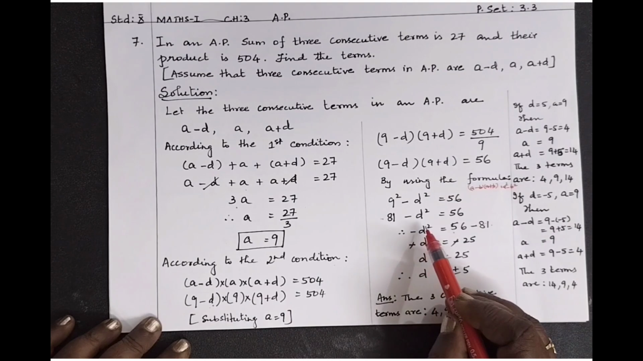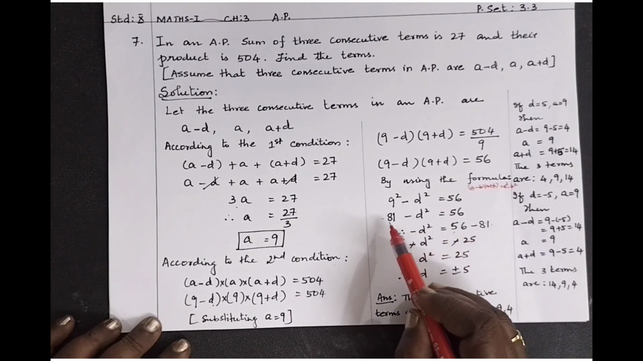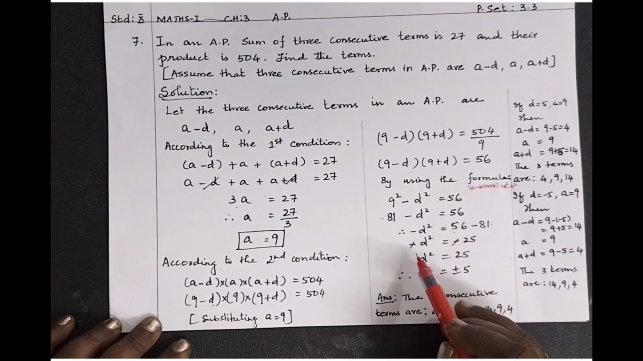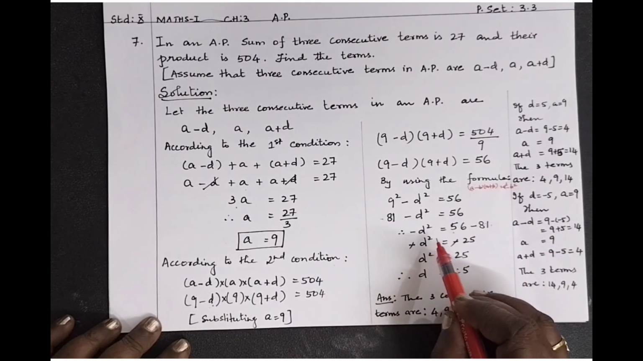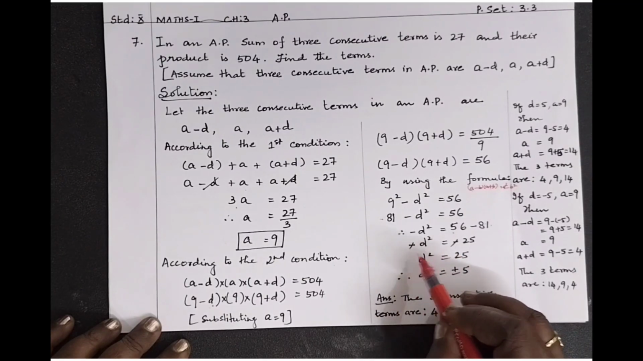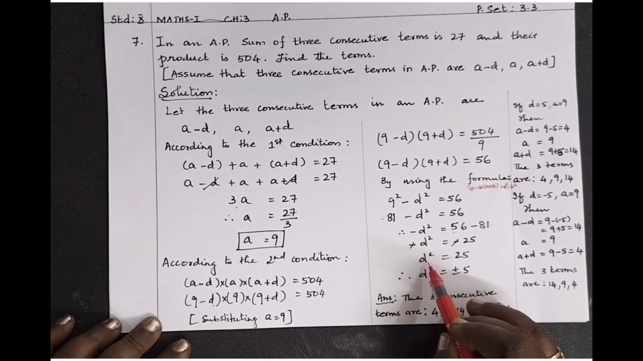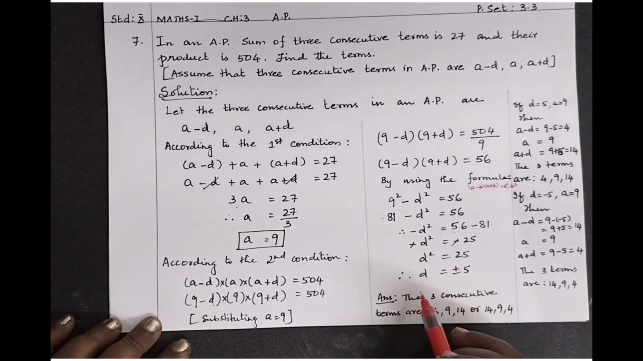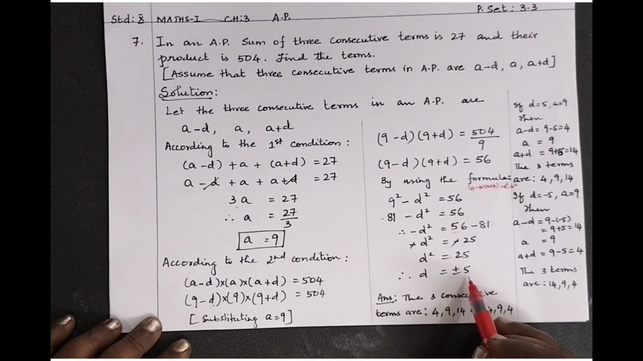Therefore, minus d square is equal to 56 minus 81. Bring this plus 81 to the other side, minus 81. So therefore minus d square is equal to minus 25. Let us cancel the minus sign on both sides. Therefore d square is equal to 25. Therefore d is plus or minus 5.